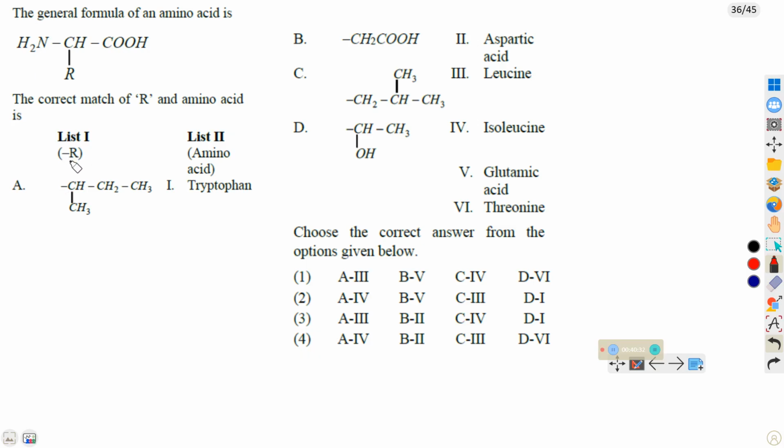R place, second position, branch is present. So the name starts with isoleucine. So A4. CH2COOH, one COOH group is present. This is aspartic acid. A4, B2. How many options are there? Only one option. Fourth option.